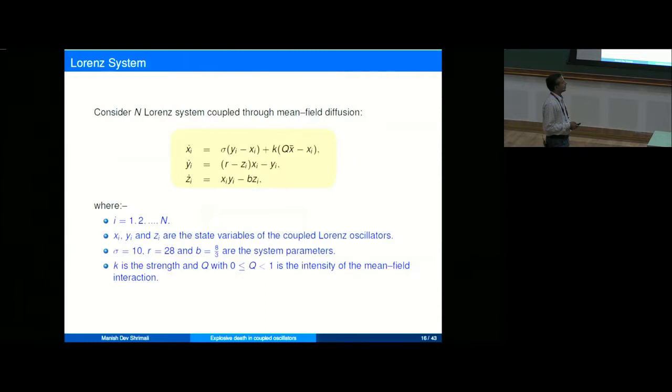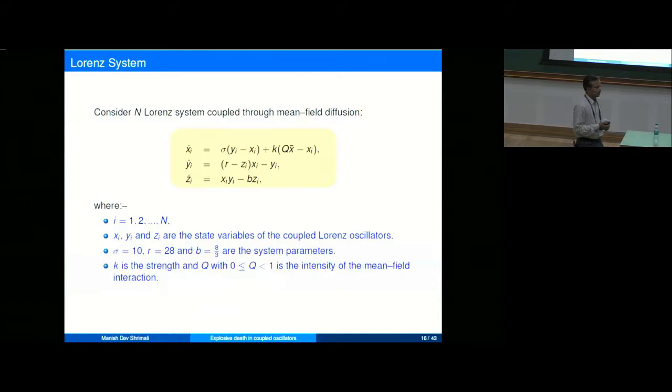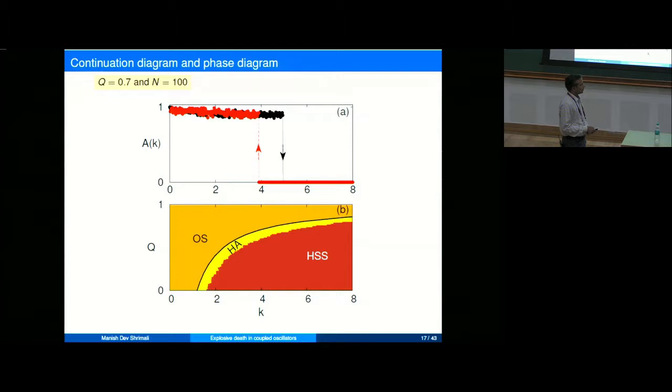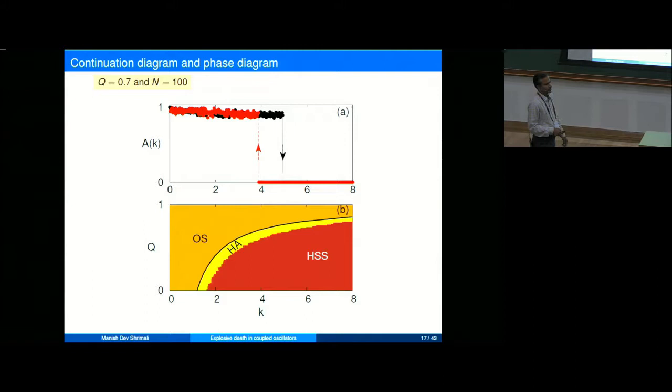Now, this is for the limit cycle oscillator. We have also studied the chaotic oscillator, which is the Lorenz system. We have considered a similar coupling function here, and you can see these are the parameter settings for the chaotic system, and Q we have considered between 0 and 1. And here also, if you look at the parameter space for Q and the coupling strength, there is a transition from oscillator to steady state, showing the discontinuous transition in the amplitude.